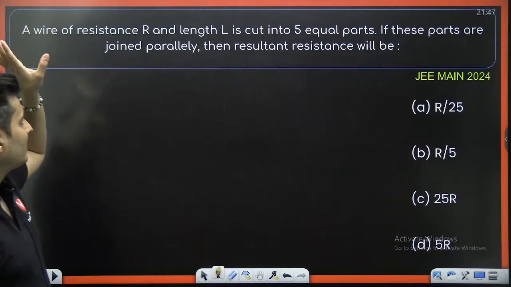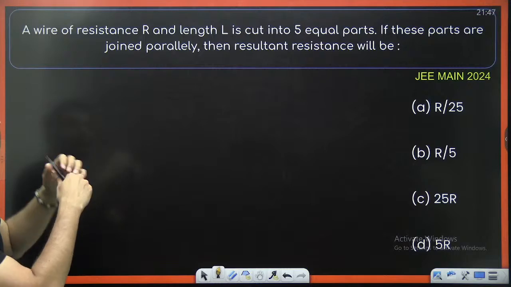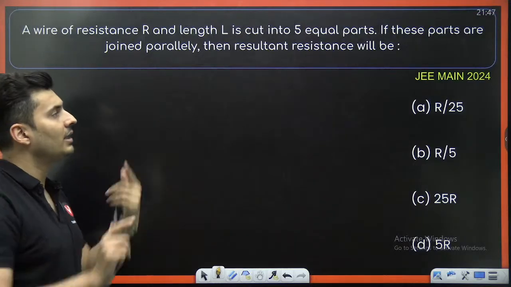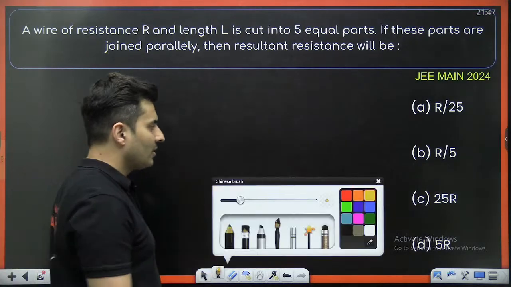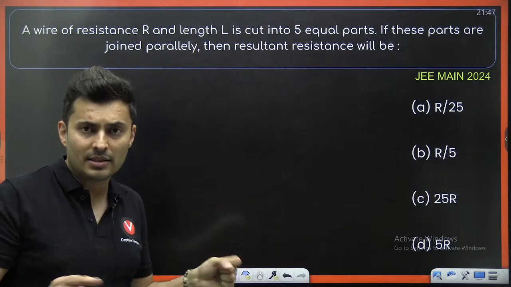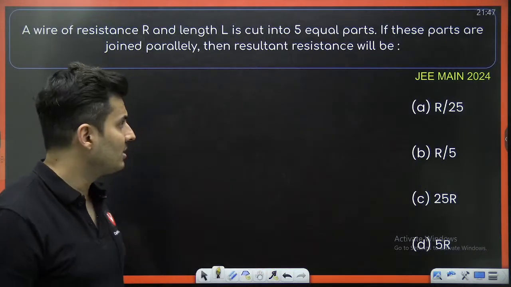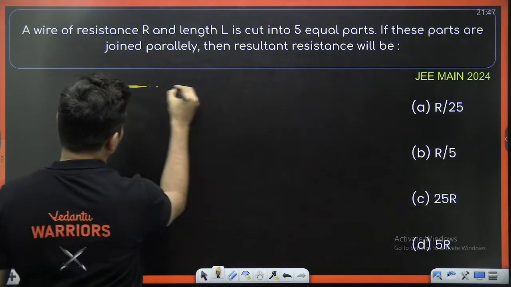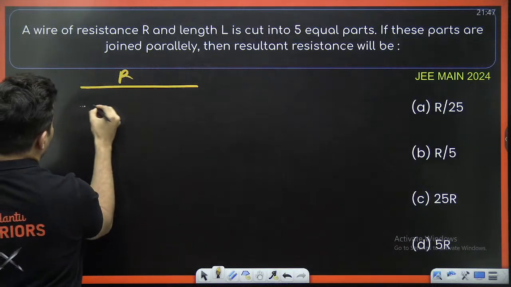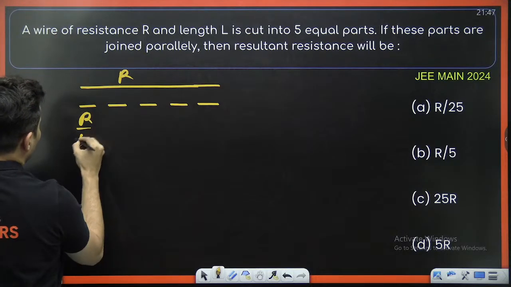If you take a wire of resistance R, length L, cut it into 5 parts, and these parts are joined in parallel, then what will the resultant be? This was also a commonly asked question where you cut a wire, find the resistance, you elongate a wire, find the new resistance, join wires, find the new resistance, all these things. So the moment you take a resistance of R and cut it into 5 parts, each part will be R by 5.